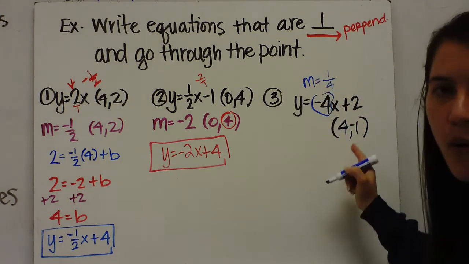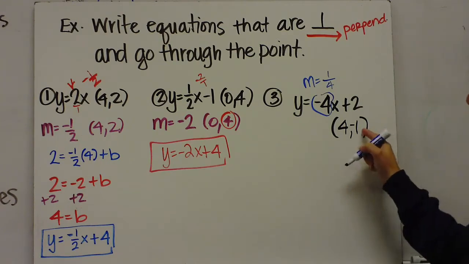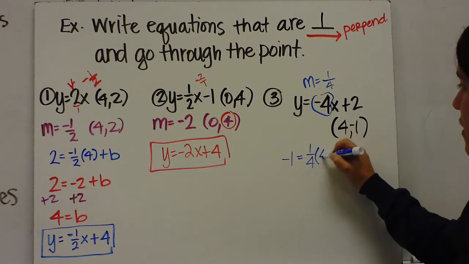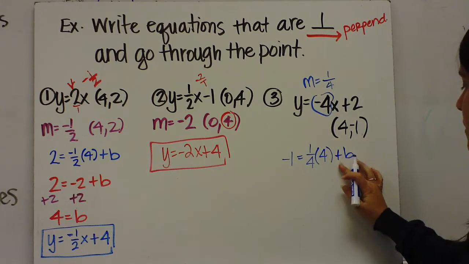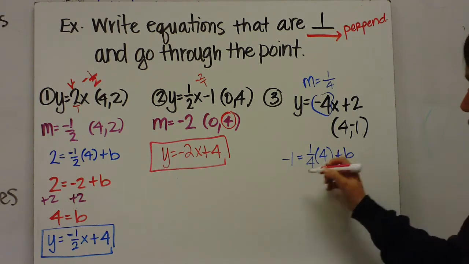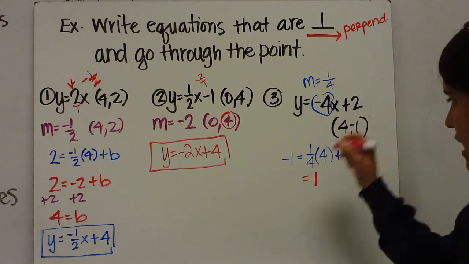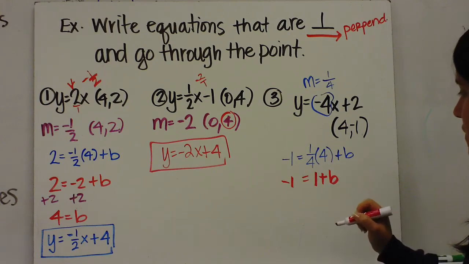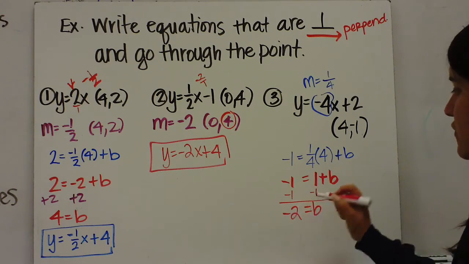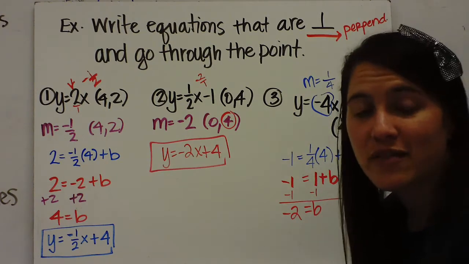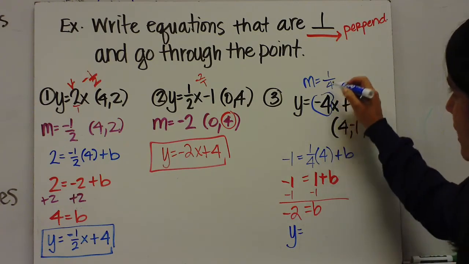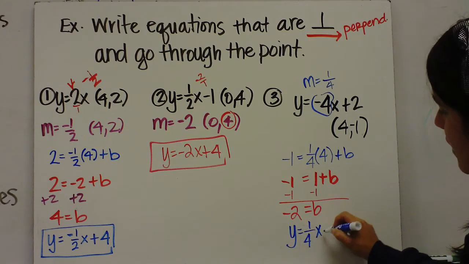So I have a slope and I have a point, so I'm going to put it into slope-intercept. Y equals my slope, m times x plus b. I know that 1/4 times 4 is going to be 1. And then I plug everything else in. I'm going to subtract 1 on both sides. And b equals -2. Once you have your b value, once you have your y-intercept, we can put it into slope-intercept form. Y equals 1/4 x minus 2.